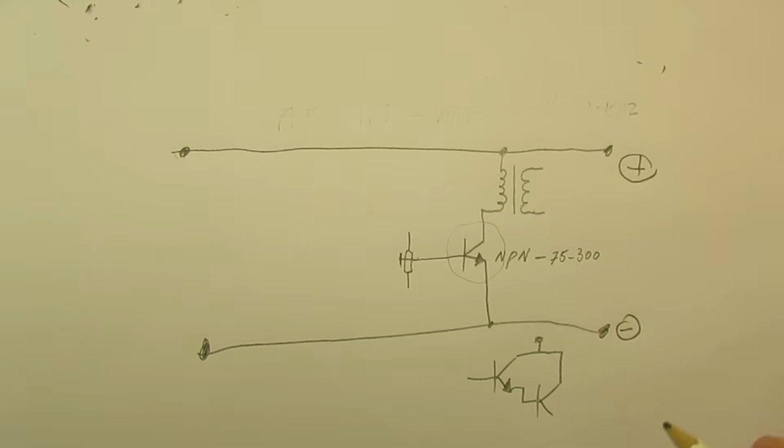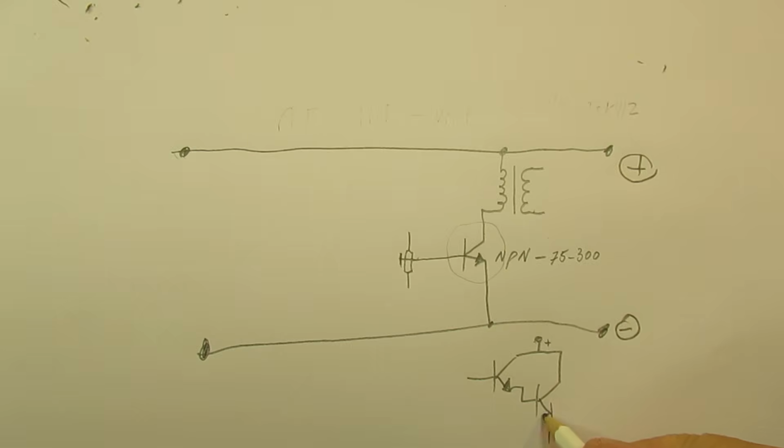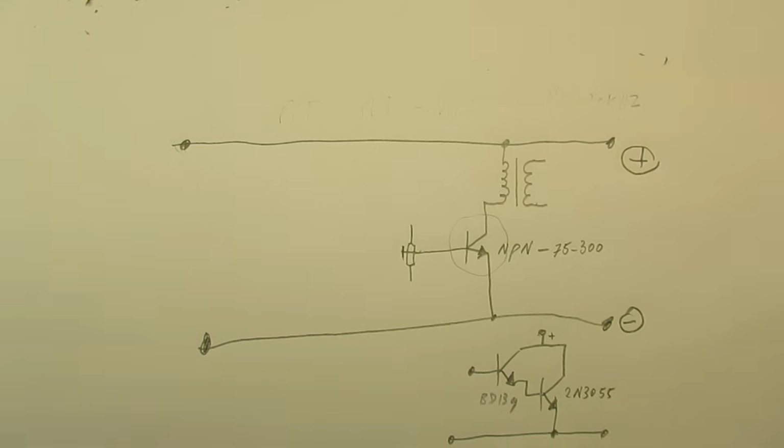It is minus by the minus, by the way. So here we have the positive, here we have the negative. So this is a Darlington. You can use here, for instance, a BD139, and here a 2N3055, and then especially for the lower frequencies, say between 600 Hz and 18 kilohertz.